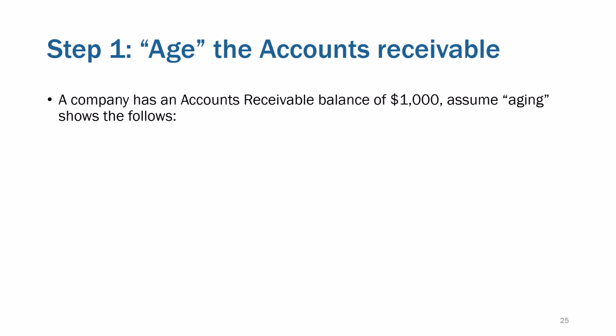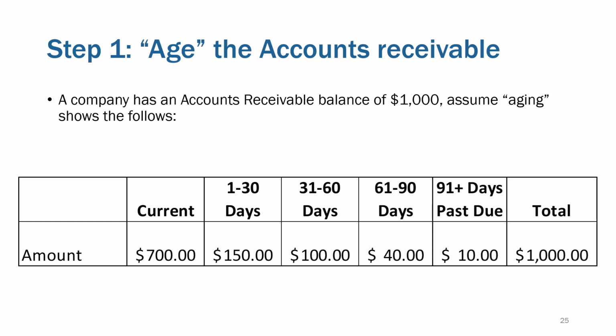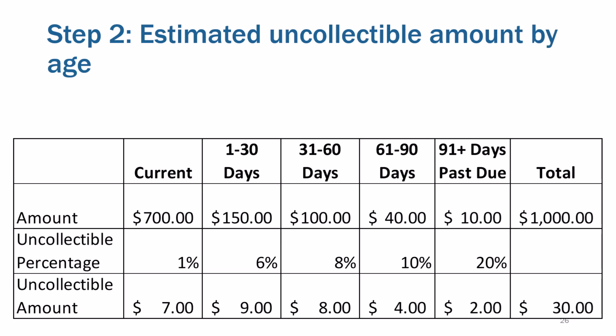So step one, age. Let's say a company has an accounts receivable balance of $1,000, and of that $1,000, $700 is current, meaning that it's not past due. $150 is up to 30 days past due. $100 is 31 to 60 days past due. $40 is 61 to 90 days past due, and $10 is 91 days or more past due. So that's how their total accounts receivable breaks down. Now, as you might expect, the top line here is what you just saw on the previous slide.